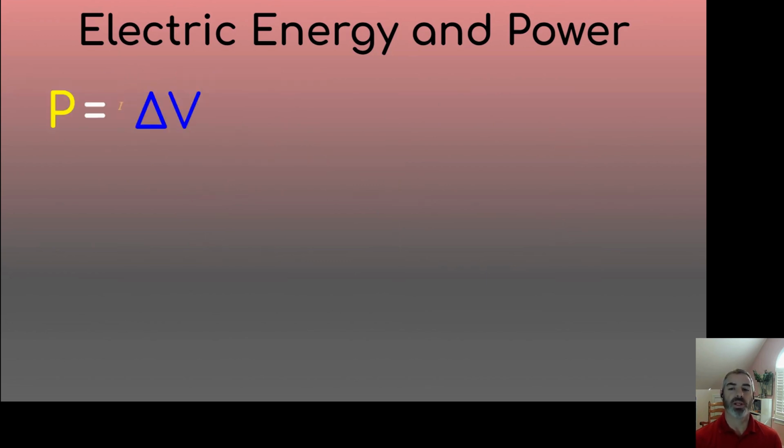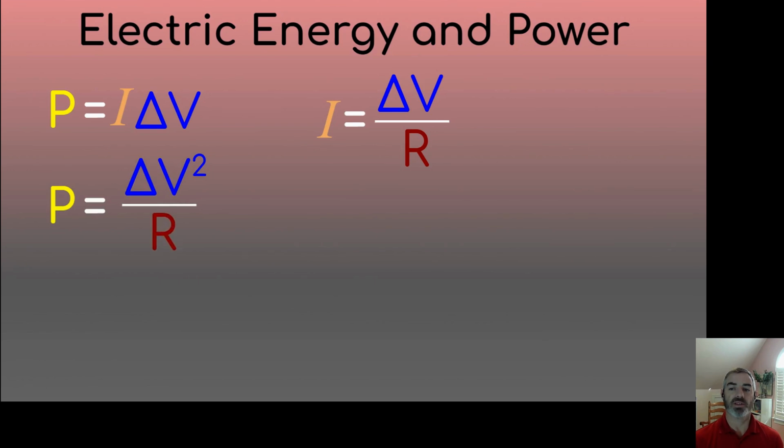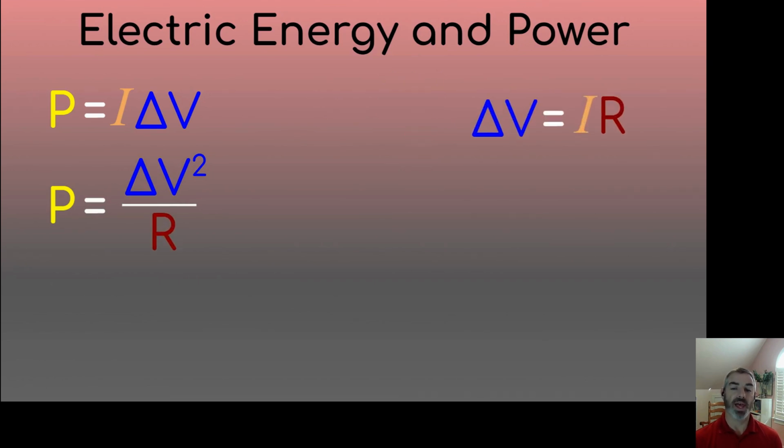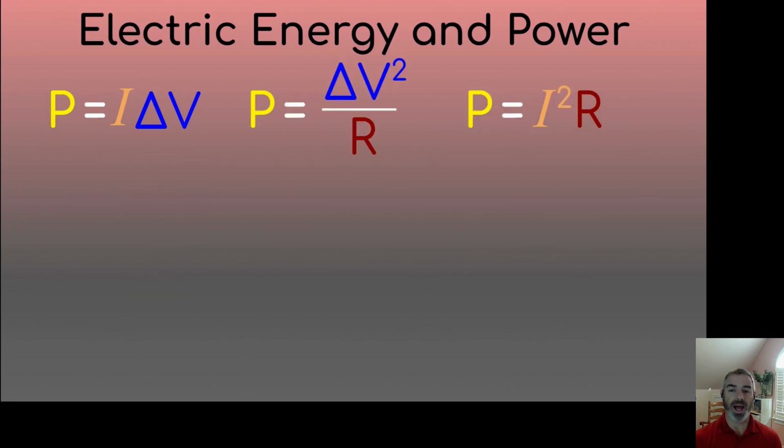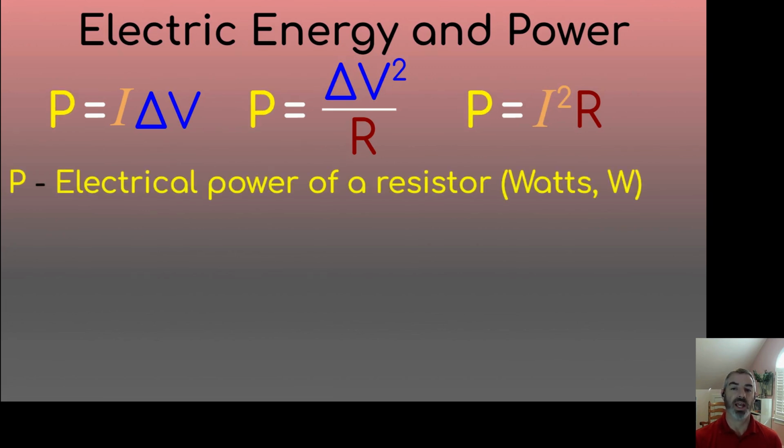Using Ohm's law, I equals delta V over R, we can actually derive other power equations from the original one. So power is equal to delta V squared over R. If we look at delta V equals I times R and substitute that in, power is going to equal I squared times R. So these are three different power equations based on what you know of given values or measured values. So power is capital P, that's the electrical power of a resistor. That's measured in watts, which is a joule per second.